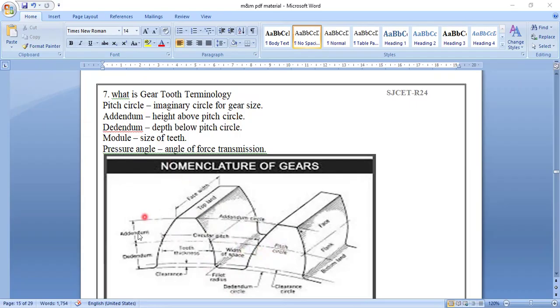Addendum is the height above the pitch circle. This is the addendum, the pitch circle. Dedendum, this is the dedendum, the depth below the pitch circle. Module is the size of the teeth. So the size of the teeth is called one module.